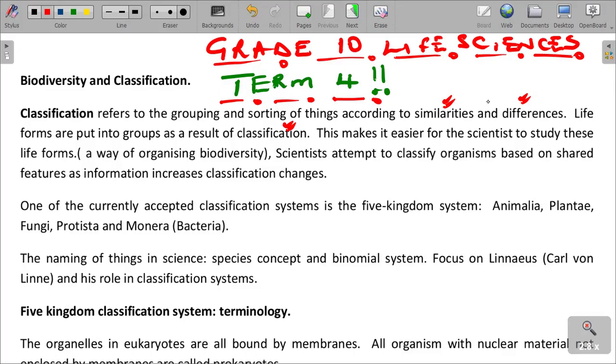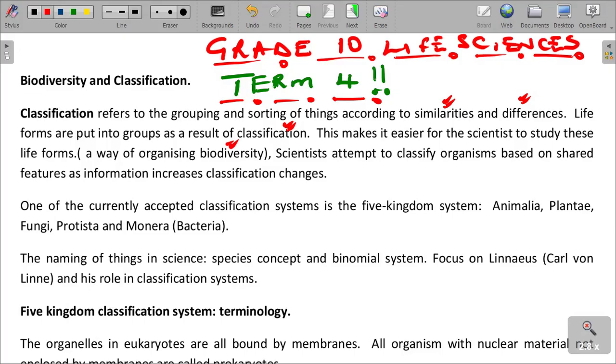This makes it easier for scientists. It has made it easier for information to be used. It has made everything easier in terms of how approaches towards things can be done. So scientists, in their study of life forms, have a way of organizing biodiversity. Biodiversity can be well understood if there is a classification or categorization of organisms.